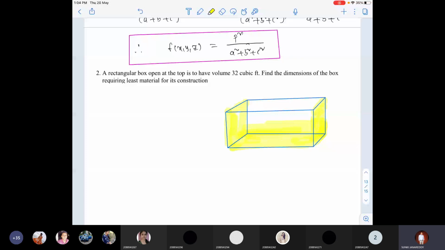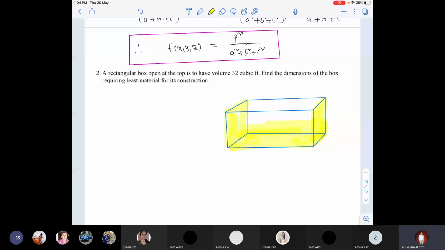I am taking x-axis, y-axis, z-axis here, and here the box is open at the top. Now, what is the surface area formula here? One side opened means what is the surface area formula here? Tell me, Nana.